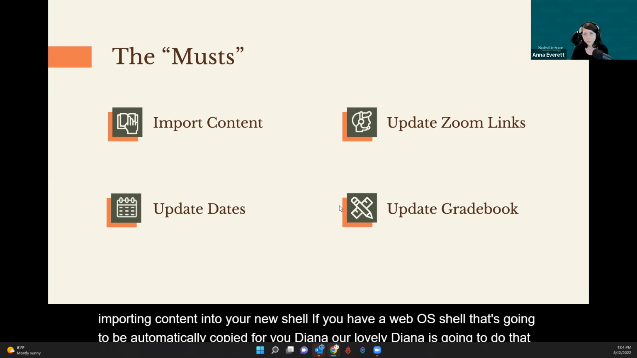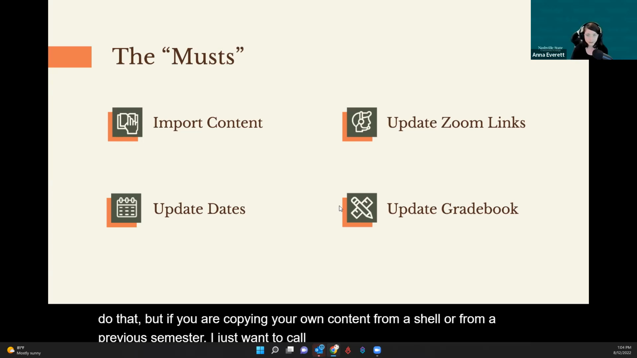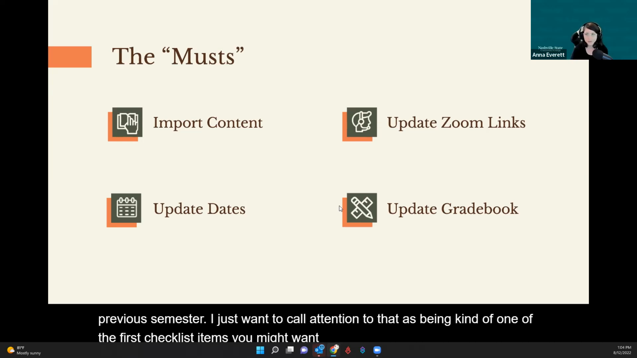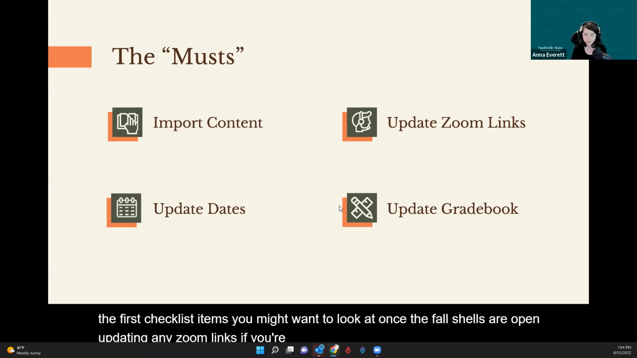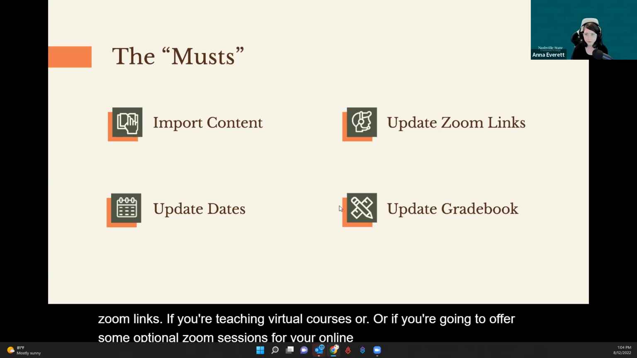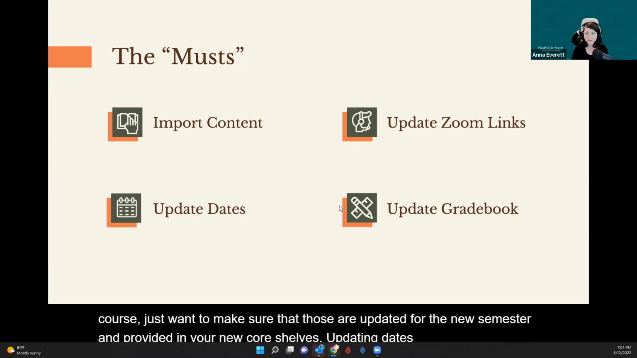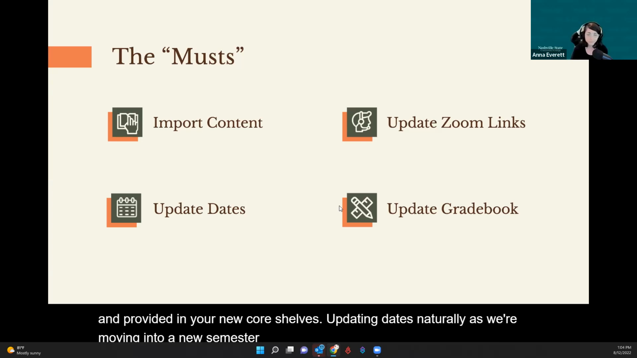But if you are copying your own content from a shell or from a previous semester, I just want to call attention to that as being one of the first checklist items you might want to look at once the fall shells are open. Updating any Zoom links if you're teaching virtual courses, or if you're going to offer some optional Zoom sessions for your online course. Just want to make sure that those are updated for the new semester and provided in your new course shells.